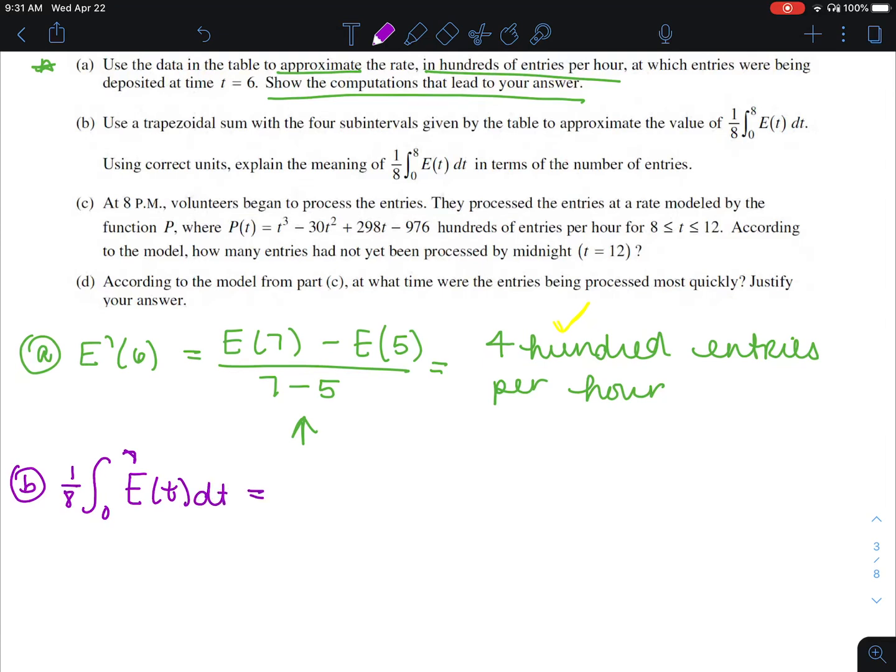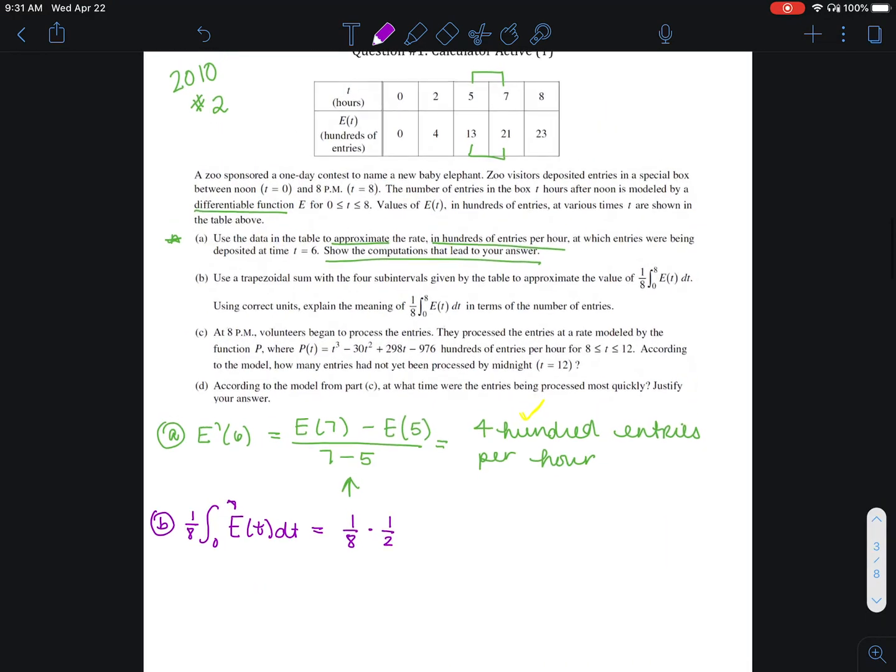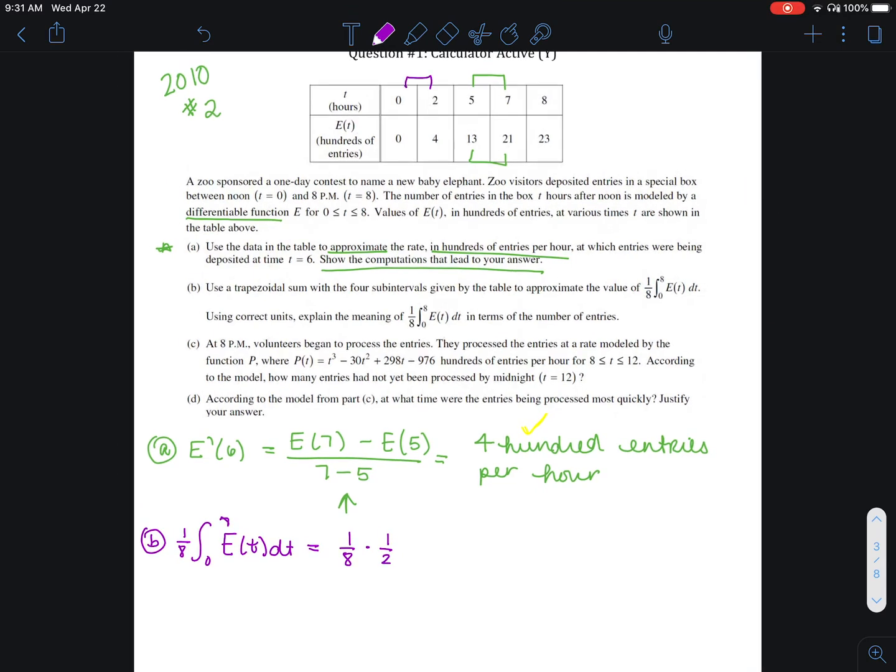What you're looking for here is we've got an eighth times a half, because everything's times a half since it's a trapezoidal problem. Then you're going to have to find the change in x for each one. In the first interval, I've got a change of 2, so 2 times 4 plus 0, plus a change of 3 times 4 plus 13, plus a change of 2 times 13 plus 21, plus a change of 1 times 23 plus 21, big parenthesis.